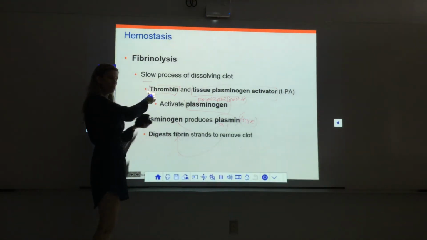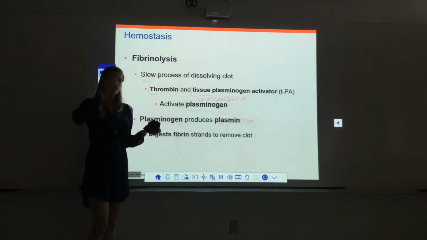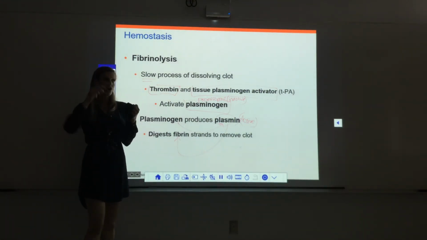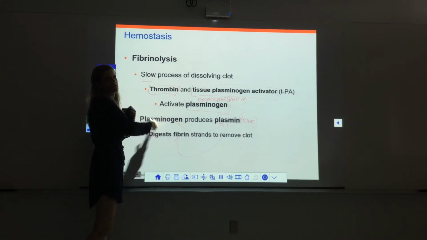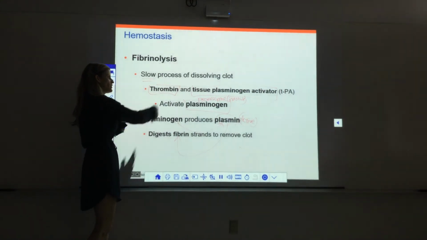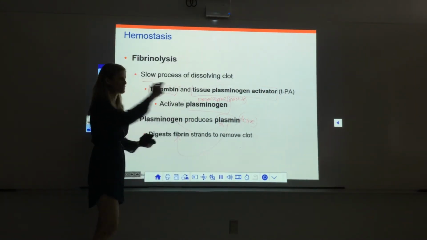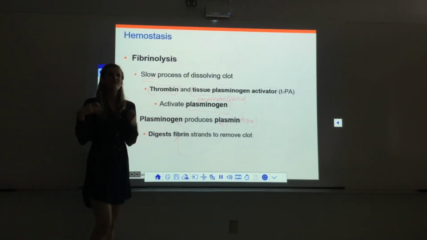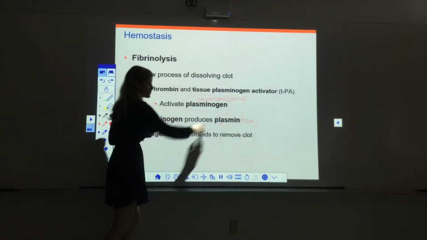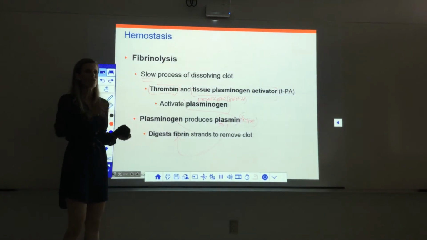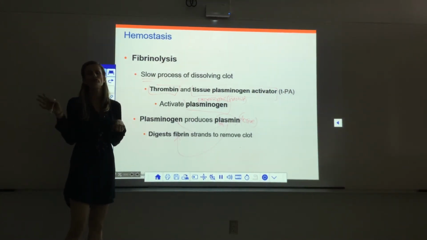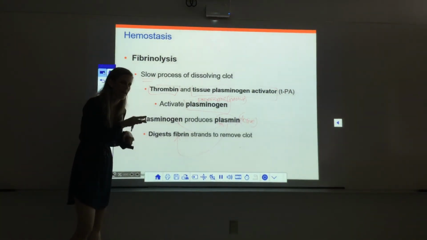The reactions to build the clot, to convert the fibrinogen into fibrin and form the clot, are fast. This is slow. The actual process of converting plasminogen into plasmin is a slower reaction. The actual breaking down of fibrin by plasmin is slow. It takes a long time. So thrombin does both, but it forms it super fast, and then we slowly, super slowly break it down.